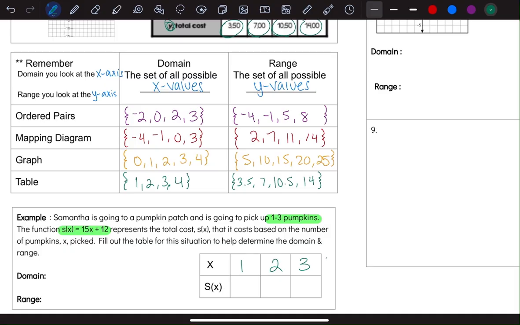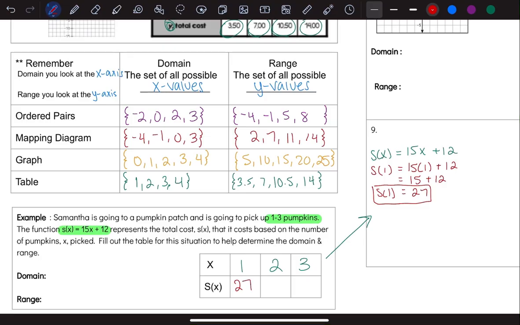I'm going to write over here off to the side. You don't have that space on yours, so maybe write on the bottom. But over here on the side, I'm going to write, well, if I want to buy 1 pumpkin, my function becomes s of 1 instead of s of x. So here's my function. S of x equals 15x plus 12. Now, I'm going to find how much it would cost to buy 1 pumpkin. So my function becomes s of 1 equals 15 times 1 plus 12. 15 times 1 is 15, plus 12 is 27. So to buy 1 pumpkin, it'll cost her $27.